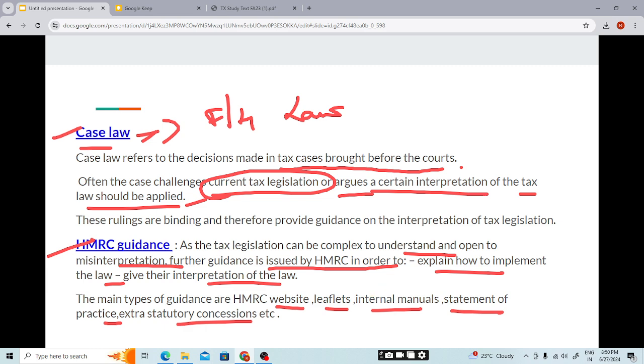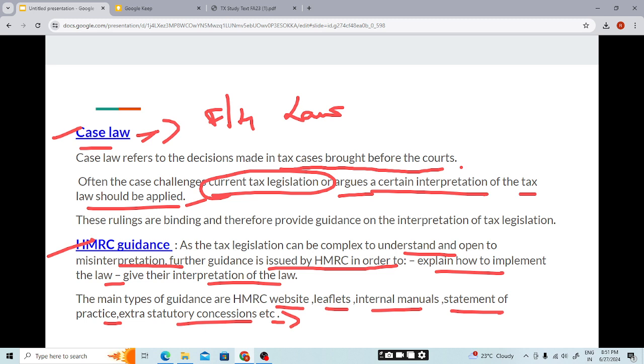They may publish on their websites. Leaflets means brochures, in which they'll be giving the interpretation and how to implement the law. Internal manuals will be for the tax advisors or the taxation people who are dealing with the taxation issues in the UK. And statements of practice and extra statutory concession. Extra statutory concession means sometimes the HMRC provides guidance on that.